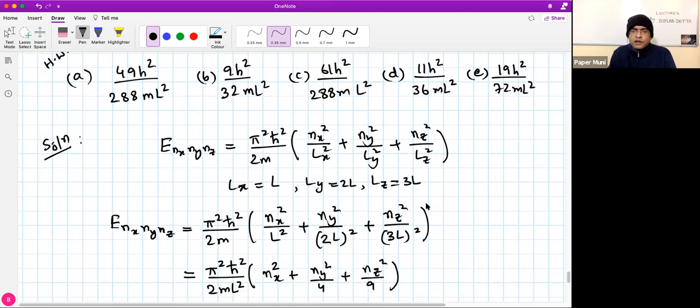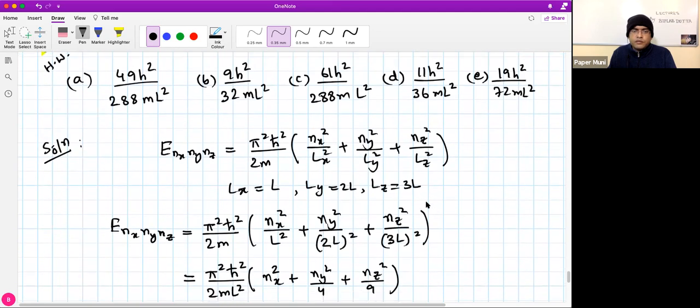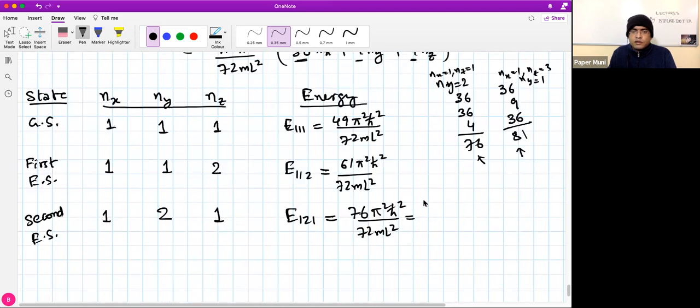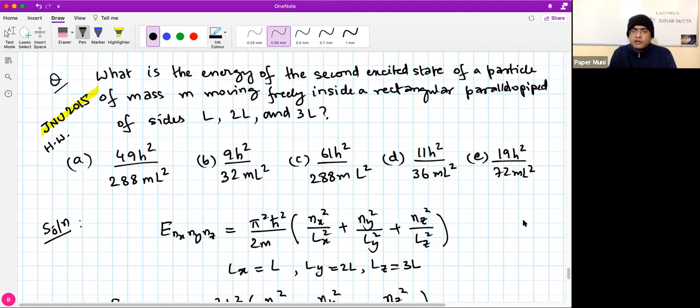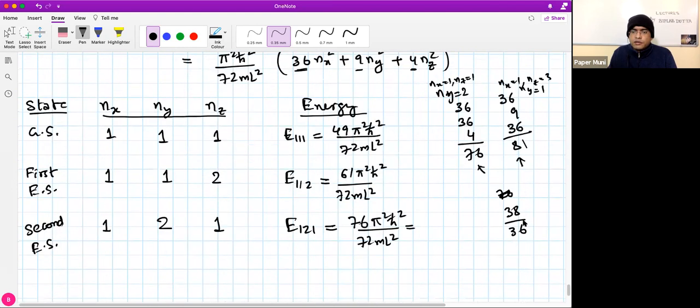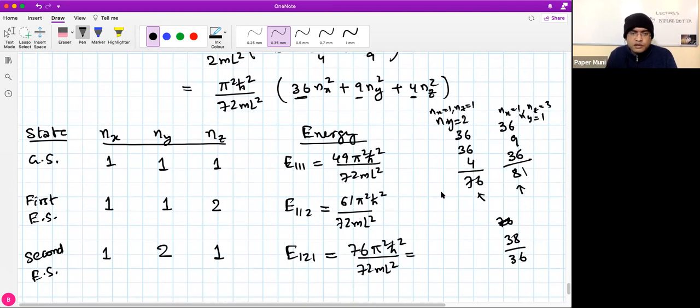Now if I divide it by 2, we'll get 36. So 76 becomes 38 by 36. Now there's some issue. Did I make a calculation mistake here? Is anyone getting any other result?